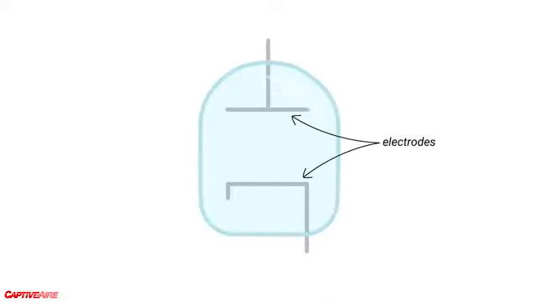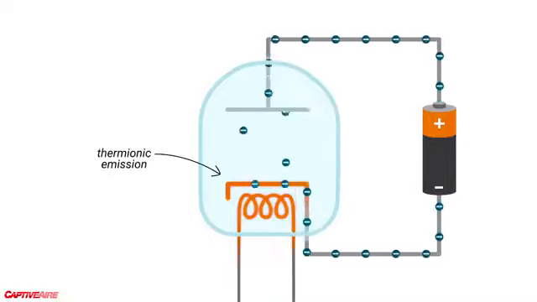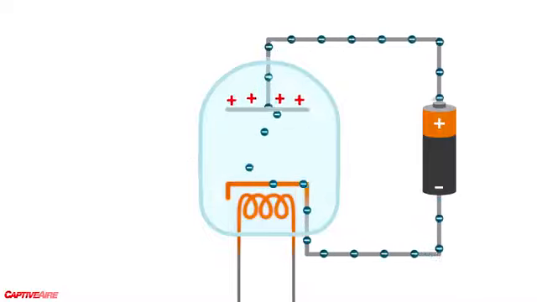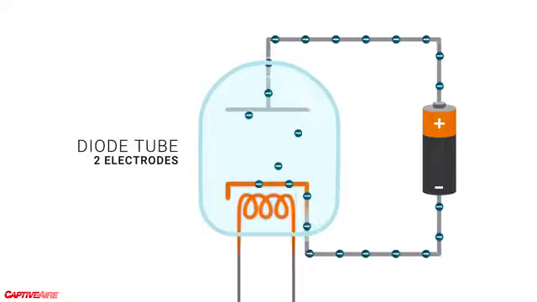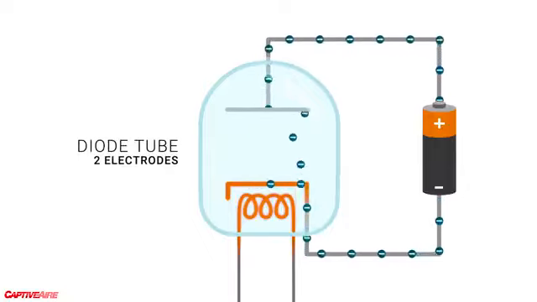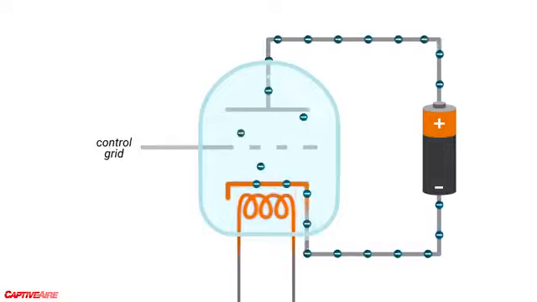This glass vacuum enclosure houses two metal strips called electrodes. One of the electrodes is heated by a filament. When voltage is applied across these electrodes, electrons sort of boil off and jump off the heated electrode in a process called thermionic emission. Since the other electrode is positively charged, the electrons are happy to cross the gap and flow across the circuit. In this configuration, the vacuum tube acts as a diode, since electrons can only flow in this one direction. But we can add one more electrode called a grid to control the flow.